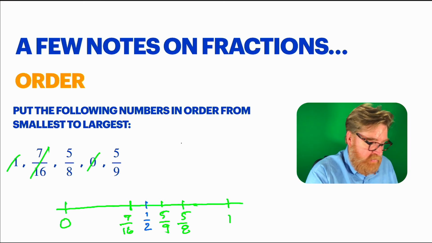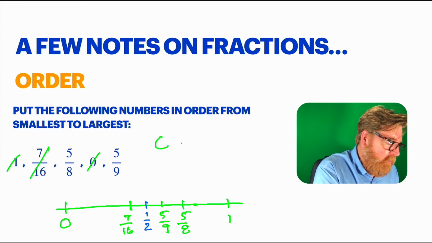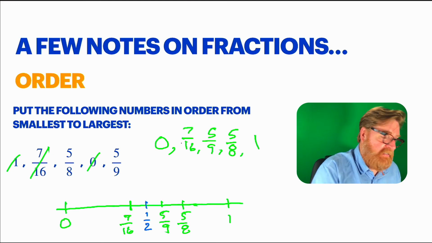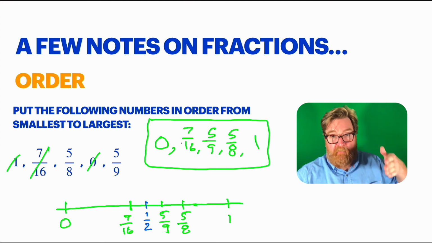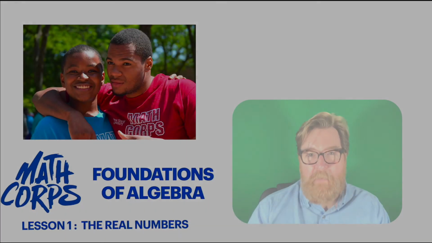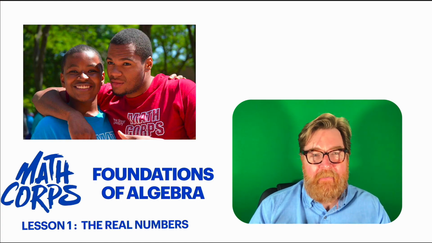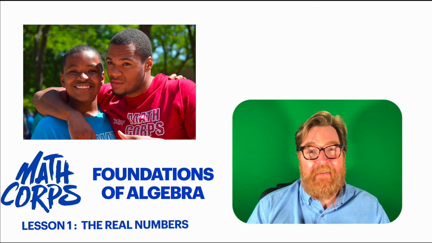So here's the listing. I just wanted to have that number line so I could show you the 1/2. But here's the order. We've got 0 first, then 7/16, then 5/9, and then 5/8, and lastly 1. There's our order from smallest to largest. Looking okay? Thank you so much for hanging tough. I really hope that you enjoyed it half as much, see what I did there, as I did.